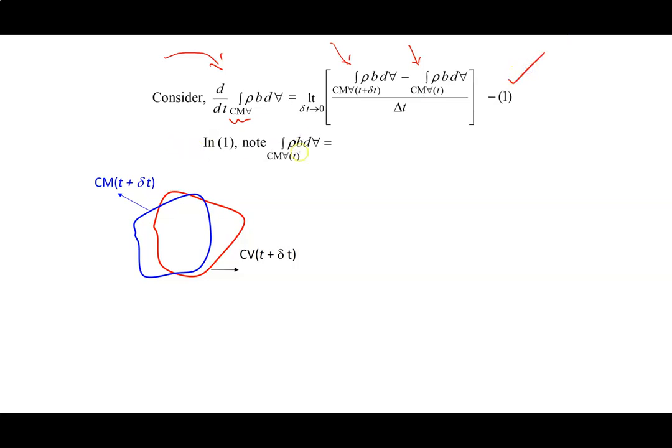In this equation, if I look at this term right here, the integral of rho b dV over the control mass volume, remember the control mass volume and the control volume were coincident at time t. So in other words, this integral sitting up here, I can replace with the integral of rho b dV, except now I'm performing the integration over the control volume as opposed to the control mass volume, because the two are coincident at time t.